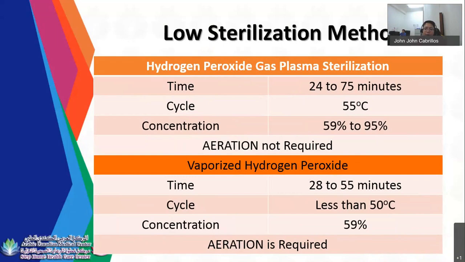Once done, the instrument can be used immediately for hydrogen peroxide, okay? For hydrogen peroxide, aeration is not required and the instrument can be used immediately. For vaporized, it is automatically aerated, but the sterilizer will do the aeration.